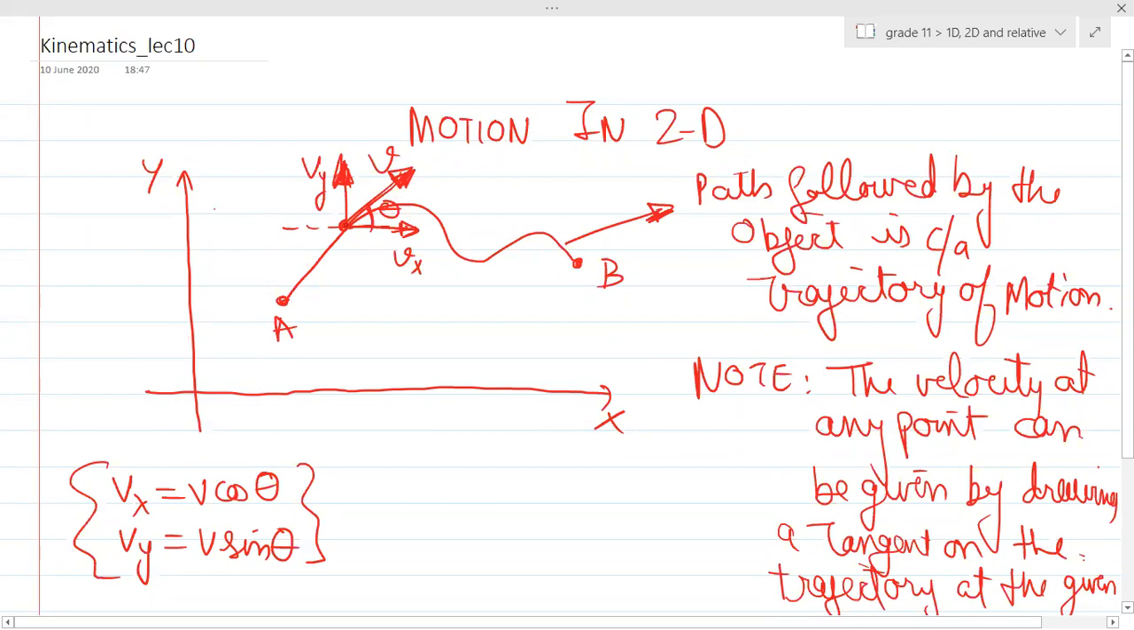At any particular point, let's say point P, if you want to get the velocity, you draw a tangent at that point. That tangent on the trajectory will be termed as what? The velocity. Okay? Is this clear, guys? And you can resolve it into two components. Can you see Vx? What is Vx? It's the component of velocity along x.